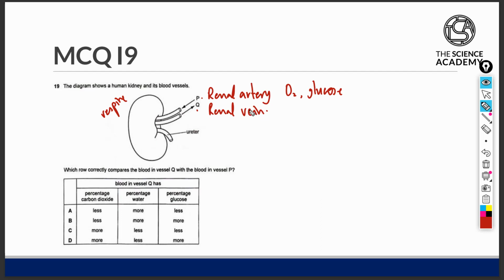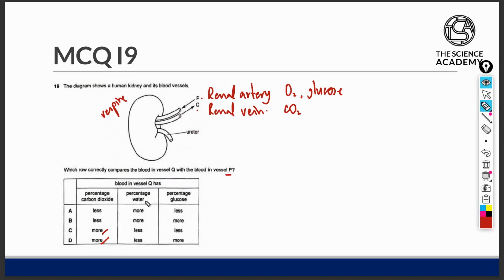The renal vein will hence transport waste products like carbon dioxide, which are produced by these cells in the kidney. Therefore, blood in vessel Q, for the percentage carbon dioxide, should be higher than that of P, because Q is the vein that is transporting waste products away from this organ and back to the heart for excretion. Therefore, the percentage of CO2 should be more than in P.